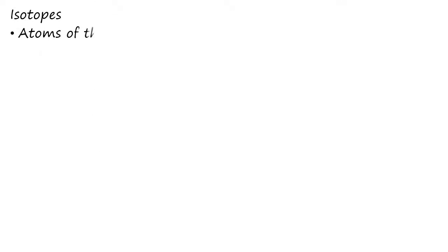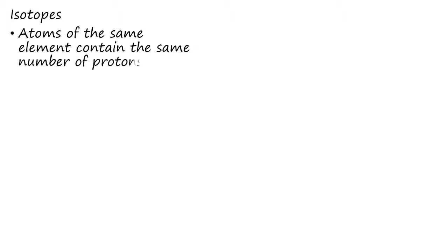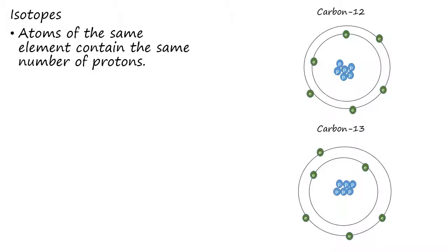Okay, so isotopes: atoms of the same element contain the same number of protons. So if we look at carbon 12 and compare it to carbon 13, since they're both carbon, they're both going to have 6 protons in the nucleus. And because they're electrically neutral, they're going to have 6 electrons in the outside orbitals. So both carbon 12 and carbon 13 have 6 protons.